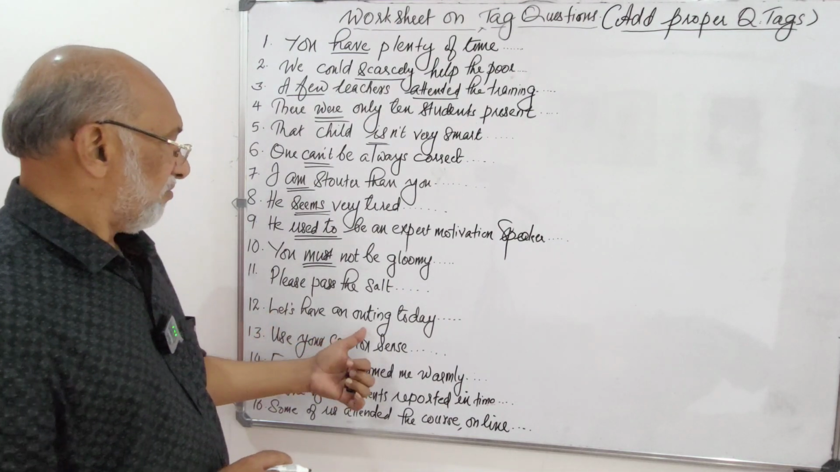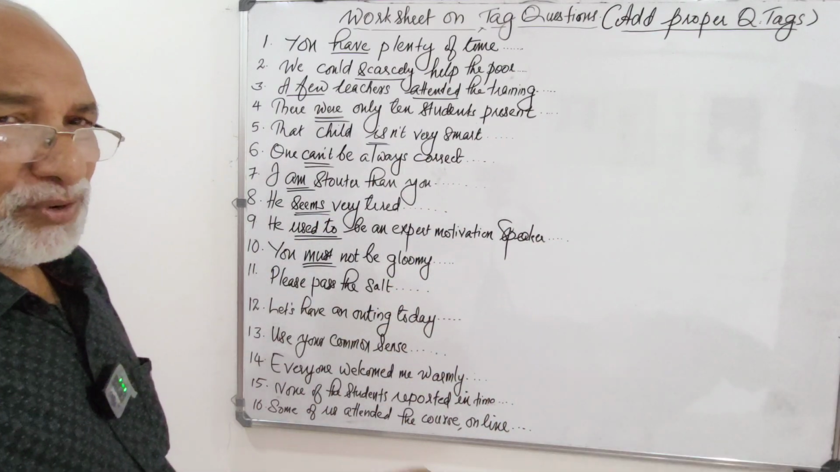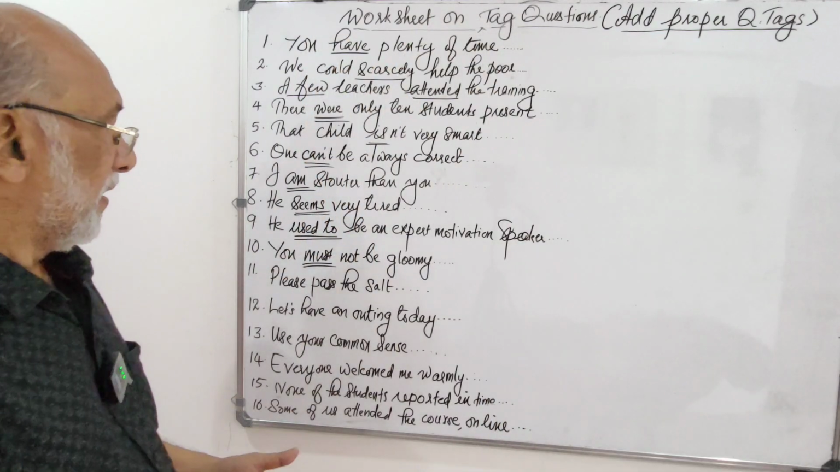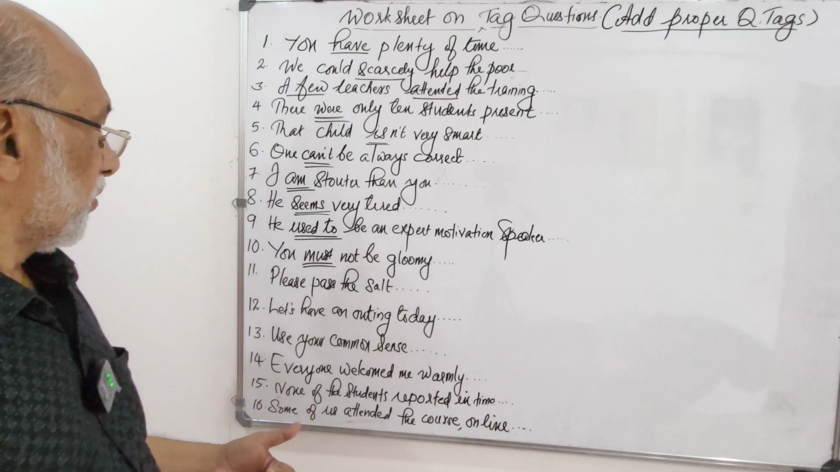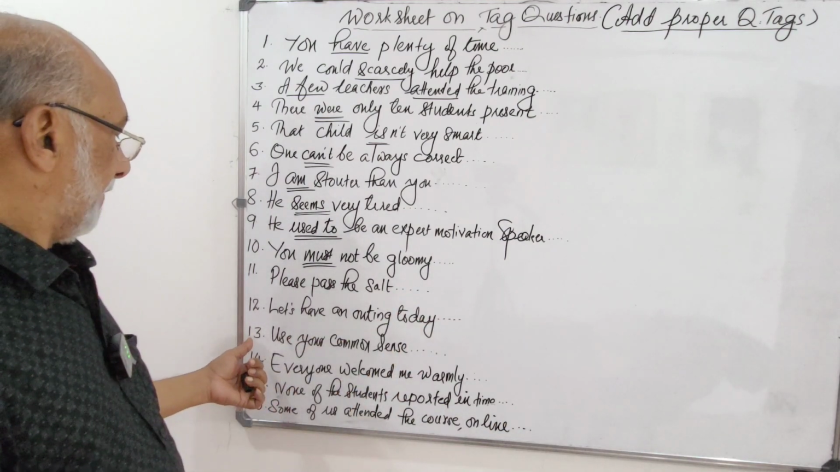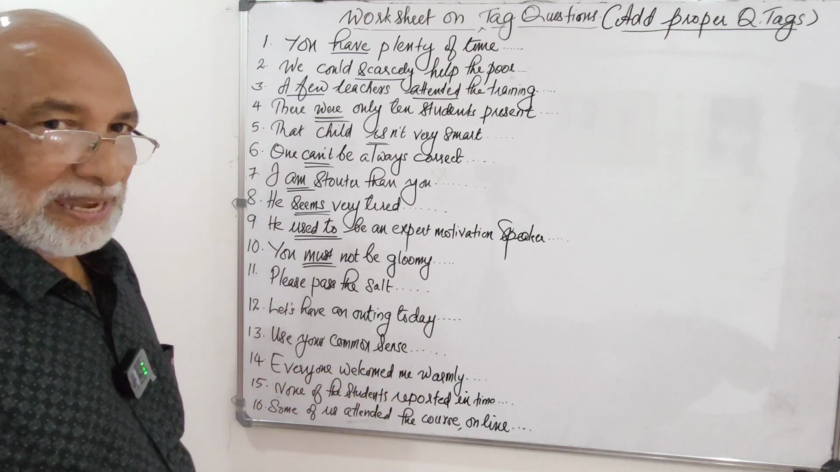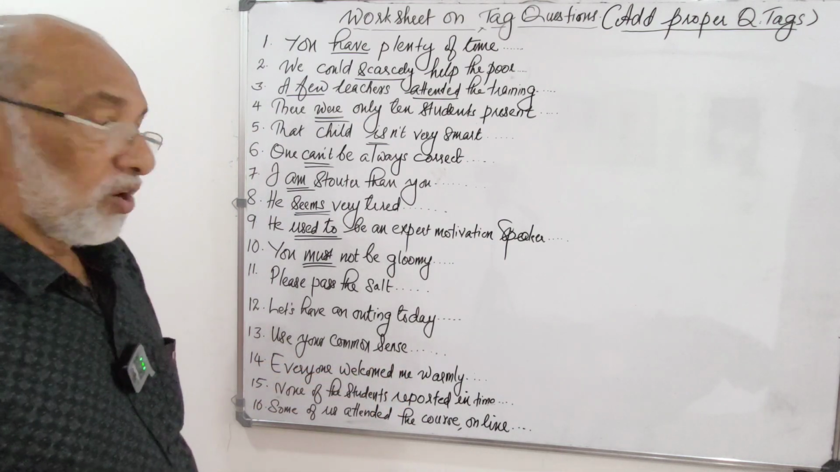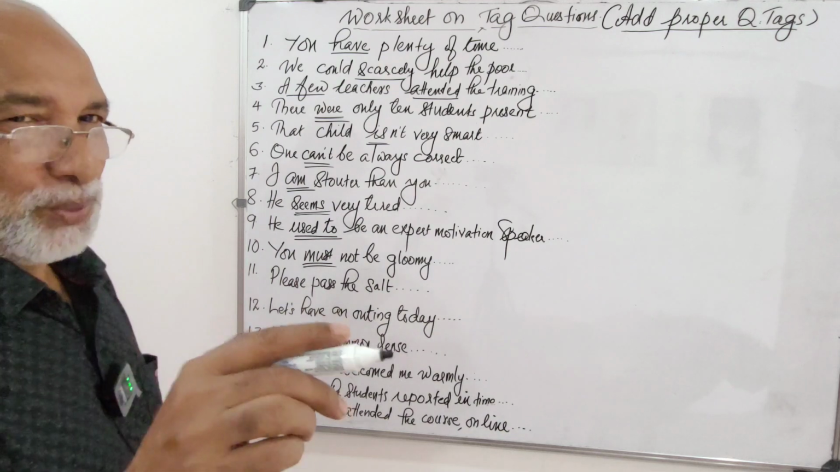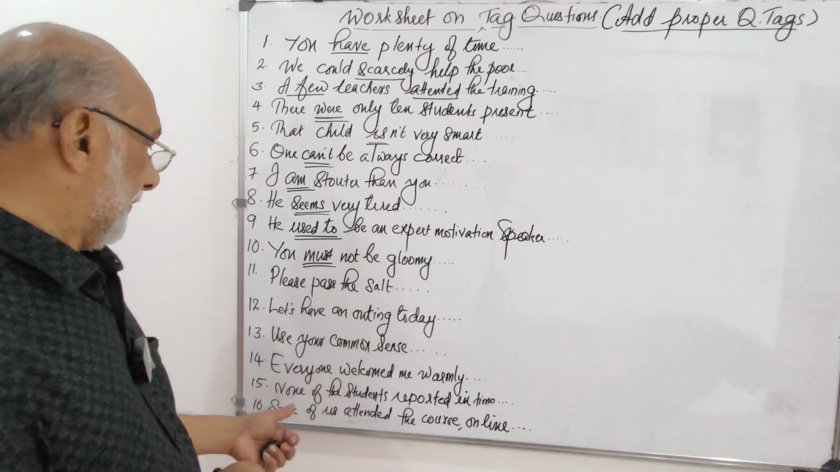Then let's have an outing today. Outing, you know the meaning, is just going for a pleasure trip outside, maybe a walking tour only. Let's have an outing today. Then 13th one, use your common sense. This is again a different type of sentence. Use your common sense, a kind of rebuke, a scolding. Then what type of tag is to be added?